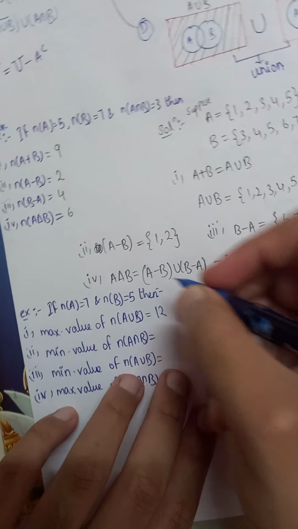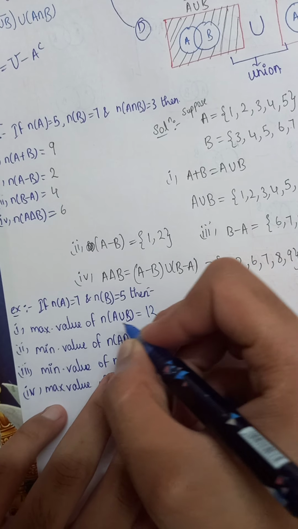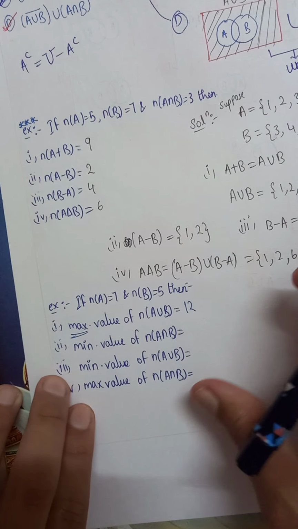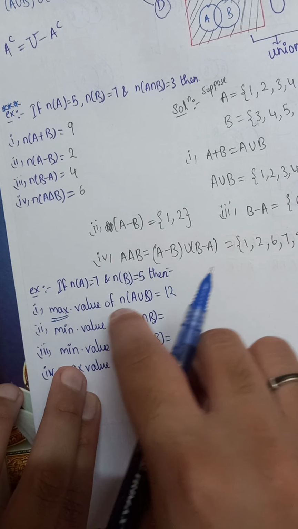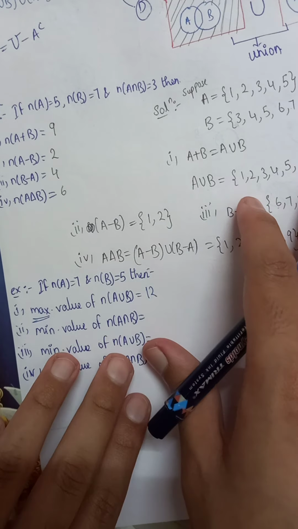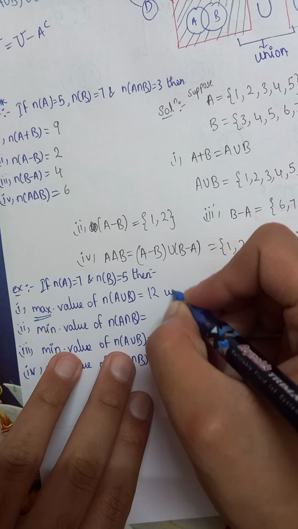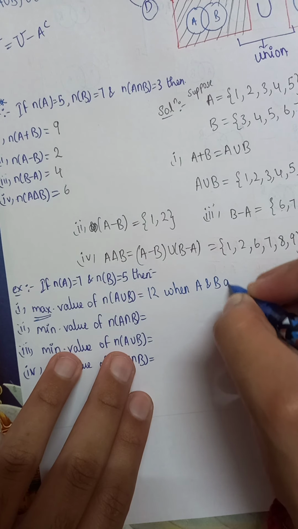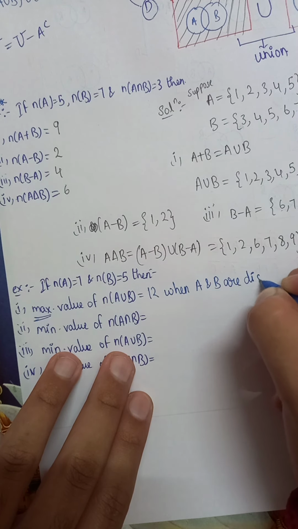So the number of elements in A union B is 12. Why am I saying 12? Because he asked for the maximum value. Why am I considering disjoint sets? Because he asked for the maximum value of the number of elements in A union B. So the maximum value is 12 when A and B are disjoint.